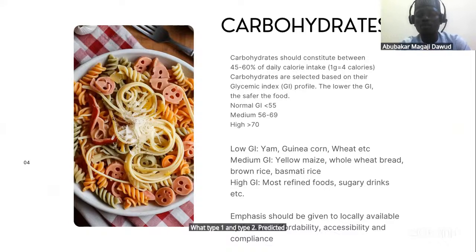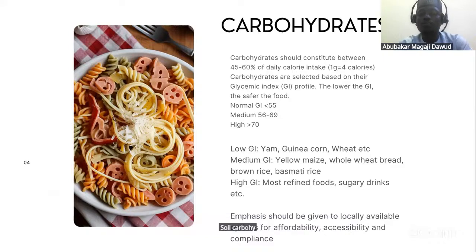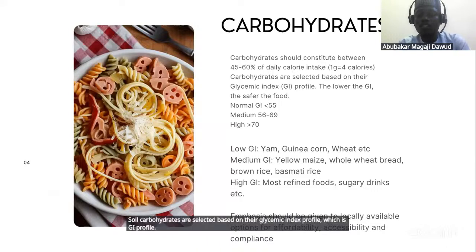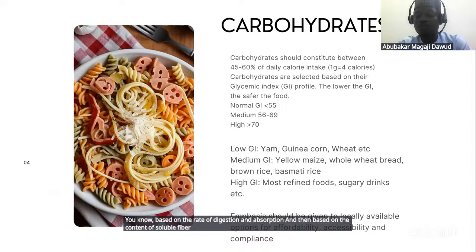Not all carbohydrates are equal. So you have to be very selective in the carbohydrates they consume. So carbohydrates are selected based on their glycemic index profile, which is GI profile. The lower the GI, the safer the food. So let's look at what GI means. GI is a number from 0 to 100 given to foods, based on the rate of digestion and absorption, and then based on the soluble fiber content of that food, and then the structure of the food and other foods taken with that food.